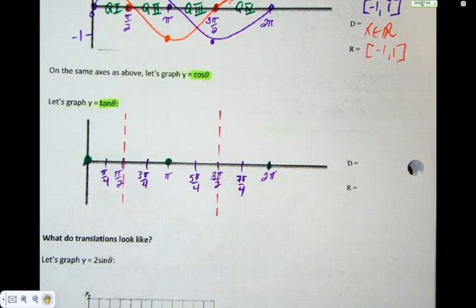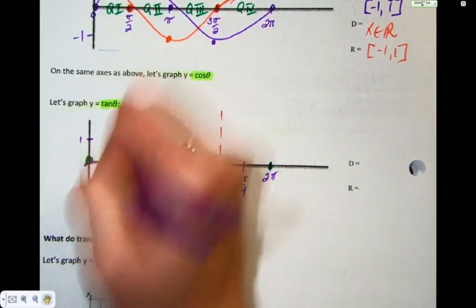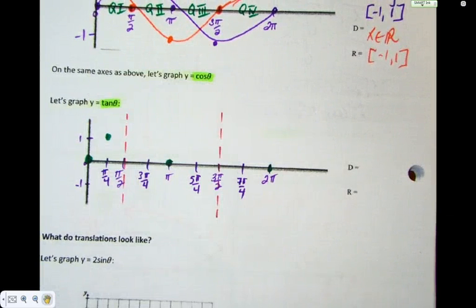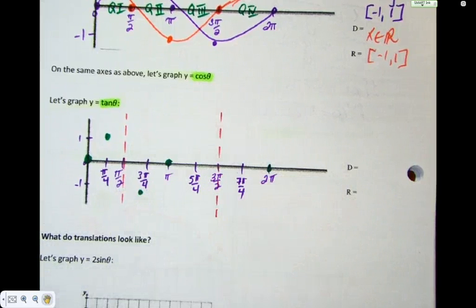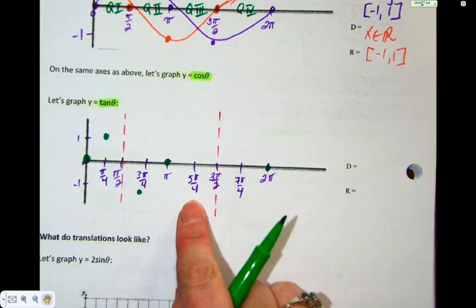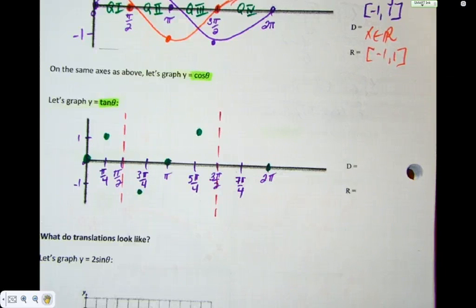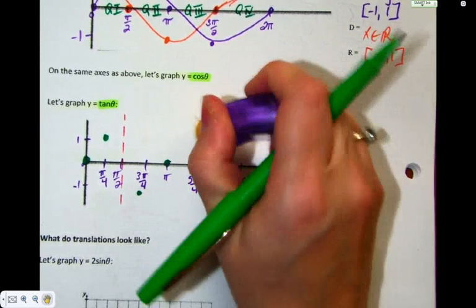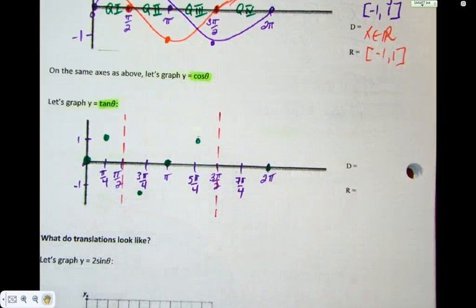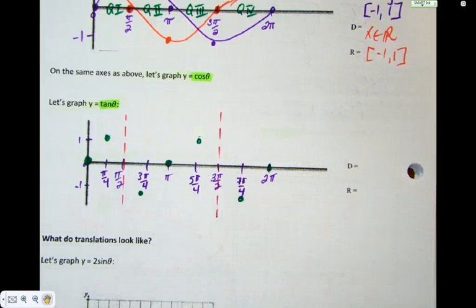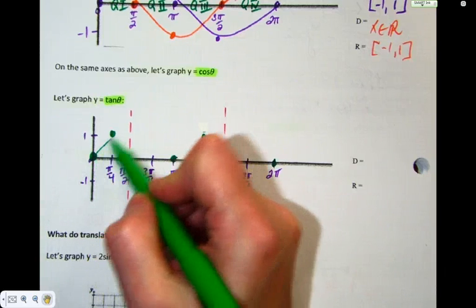Tan of pi on 4, 1. Okay. Tan of 3 pi on 4. But it's quadrant 2, so it's -1. 5 pi on 4. Ooh, that might be a little bit high. And in quadrant 4, -1. Check out the funky tan graph.